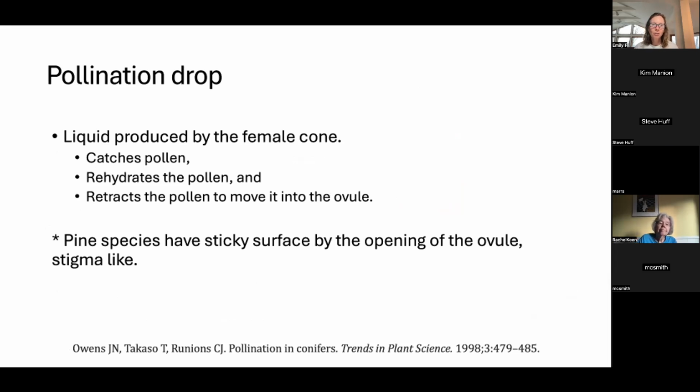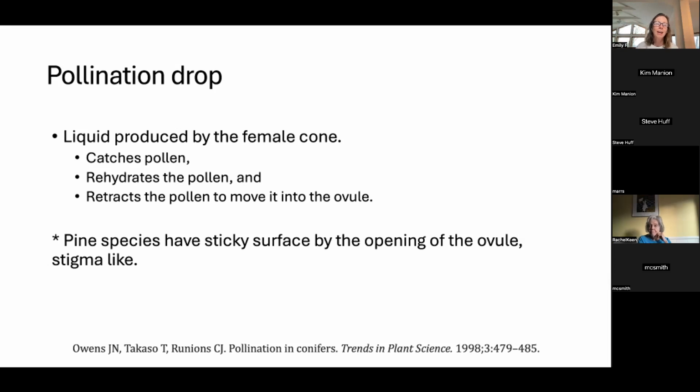Our pine cones, the female pine cone will release a pollination drop that will sit on the top of where the ovule is for pollination, and it'll have a sticky surface. So that liquid drop on the female cone is going to catch that male pollen that is being dispersed all over the place, rehydrate that pollen, and then pull it back in for fertilization in the ovule. And how cool is that?